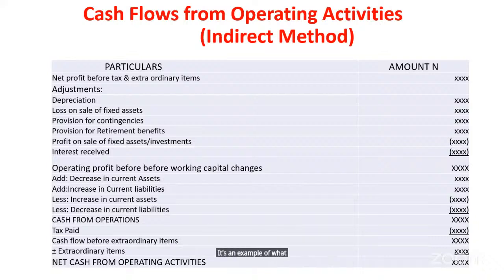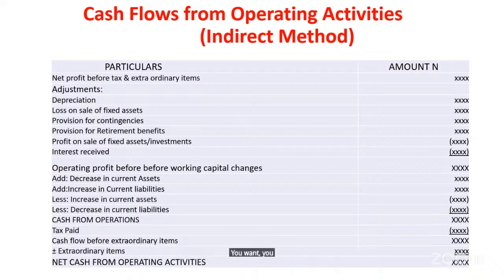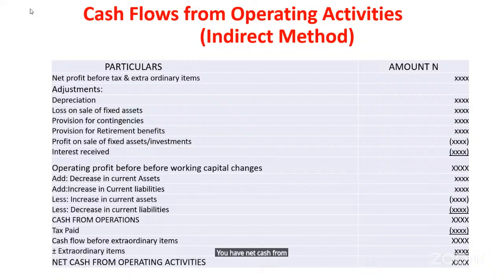Now, if the item will result in an outflow, reducing the value, you subtract it. If it will result in an inflow, if it's positive, you add it. Then, having done that, you get what we call net cash flow, or net cash from operating activities.